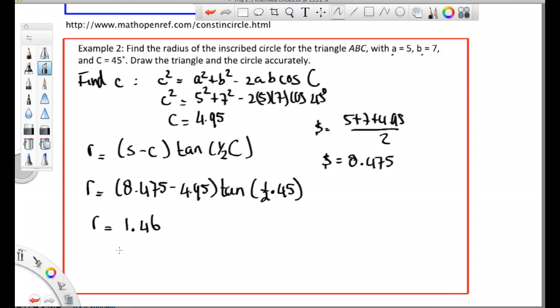Now you go draw the triangle and then find the inscribed circle. Please don't try to do this the other way. I know you can measure 1.46 and draw a circle, but then the triangle with sides 5, 7, and 4.95 has to fit exactly around that circle, so that would not be an appropriate way to construct it. You construct a triangle first, because that's fairly straightforward, and then from the triangle you create the conditions so that you can find the inscribed circle. Thank you.